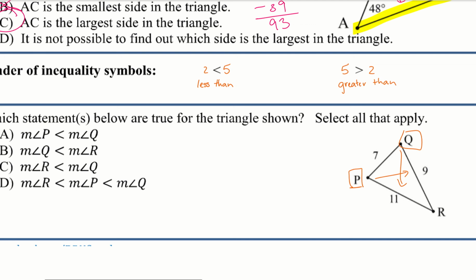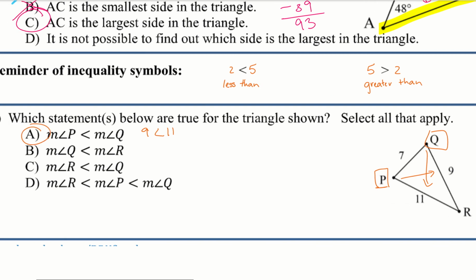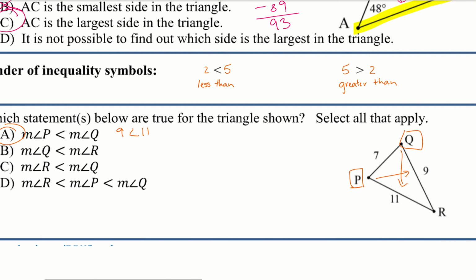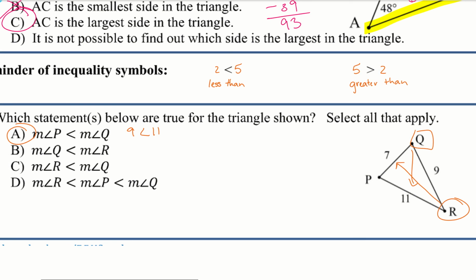And this says P is less than Q. So 9 is definitely less than 11. You can plug in those numbers there. That one checks out. All right. Q and R. So let's continue to do it that way. So we have Q and R. So we have 11 and 7. So Q comes first. So we have 7 is less than 11.